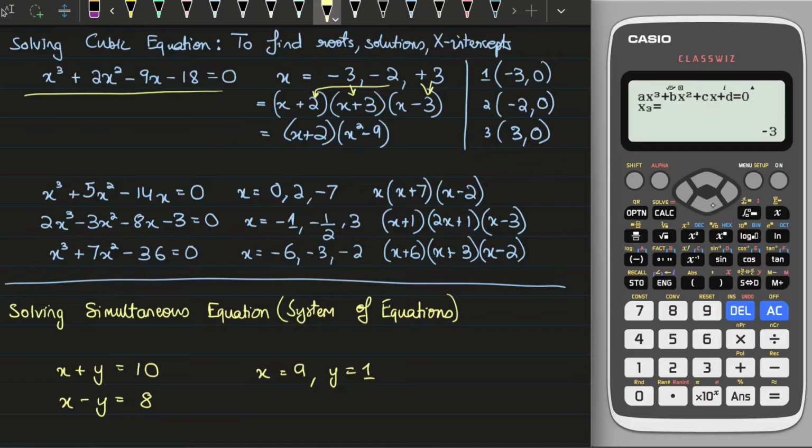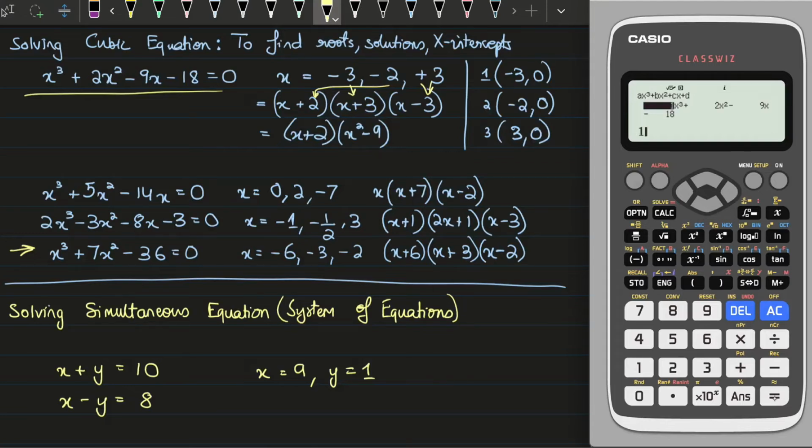Now, there's one problem generally that occurs when, let's say, for example, you have a cubic equation like this. Now, this cubic equation does not have an x term. Now, if this cubic equation does not have an x term, then what do we do? Again, we press the AC. That resets the equation. We can set the coefficients again.